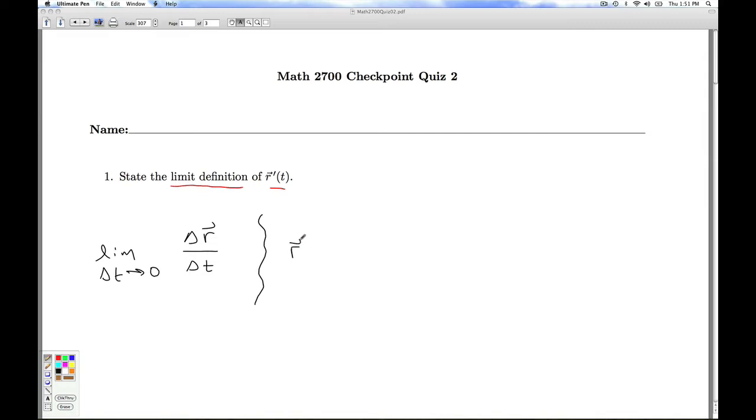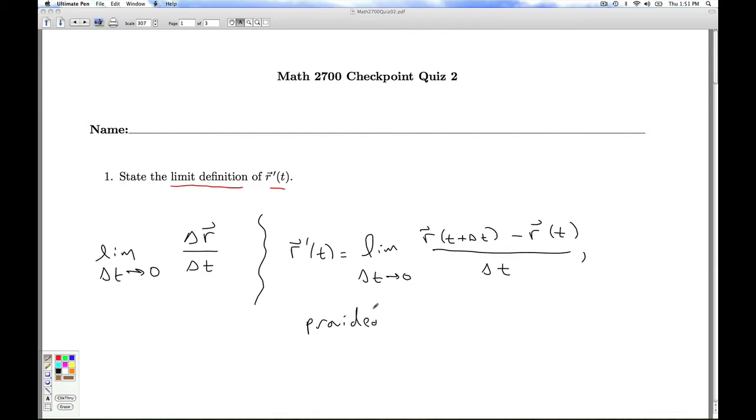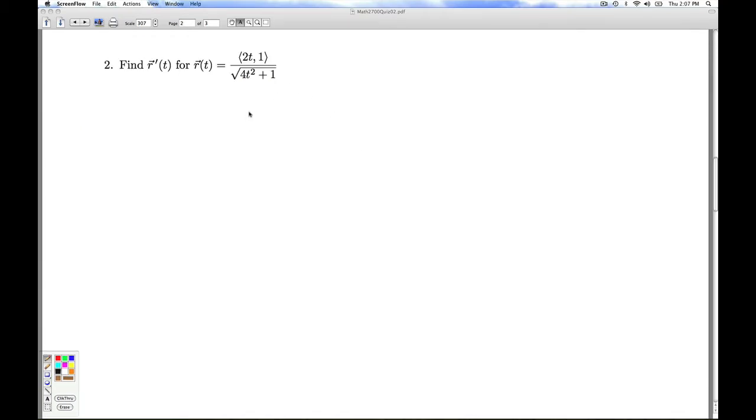So r prime of t is the limit as delta t goes to 0, r of t plus delta t minus r of t over delta t, provided this limit exists. And so that's the limit definition of derivative, and that'll do it for number 1. Okay, on to number 2.